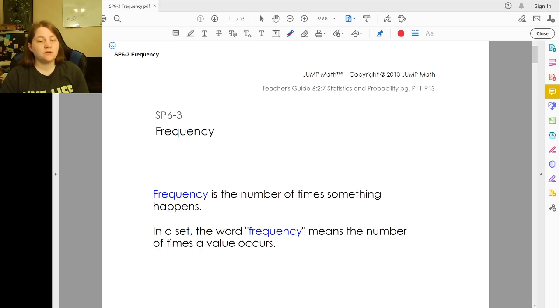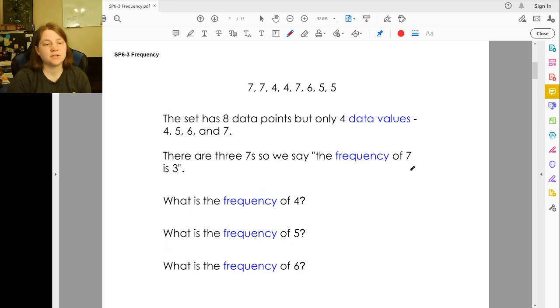This video is going to talk about frequency, or the number of times something happens. In a set of numbers, the word frequency means the number of times a value occurs. So let's talk about this.